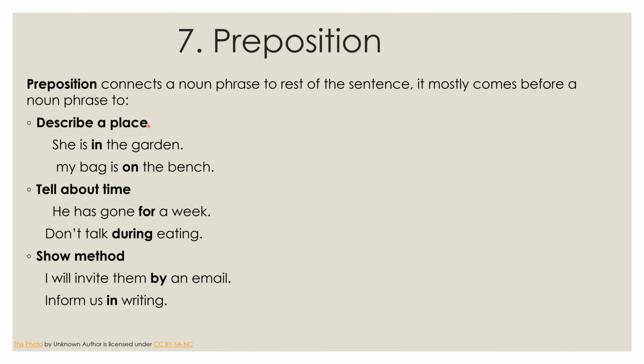Now, prepositions are actually an area of grammar where mostly we are lacking and we make mistakes as well. Prepositions actually link a noun phrase to the rest of the sentence, and they can describe a place. She is in the garden. So the garden is a noun phrase linked with in. My bag is on the bench. So the bench is a noun phrase which is linked with this preposition on.